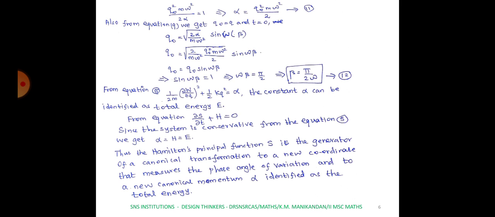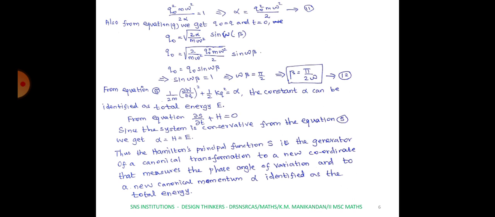Now from the equation 5, 1 by 2m into dou W by dou q whole square plus half kq square is equal to alpha. Now the constant alpha can be identified as the total energy E. Also from the equation dou S by dou t plus H is equal to 0, the system is conservative. So therefore you will get alpha equal to H is equal to E. Hamiltonian is equivalent to the total energy E, and this is equivalent to the constant alpha.